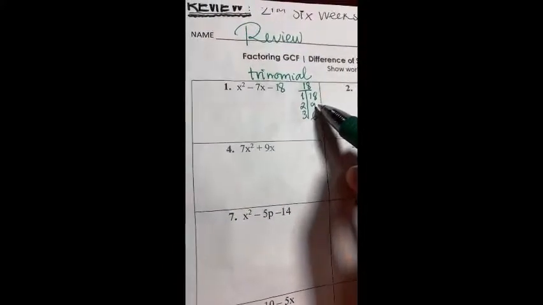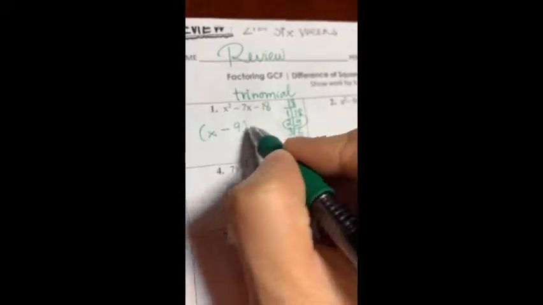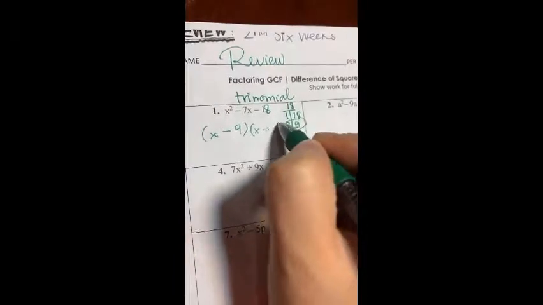Right? So let's do 1 times 18, 2 times 9, 3 times 6. Those are all the factors that 18 has. However, only 2 and 9 give you a difference of 7. So we need to add them to make negative 7. Therefore, the negative goes to the 9. So that's going to be x minus 9 times x plus 2.